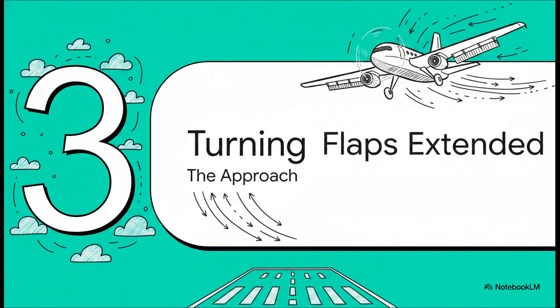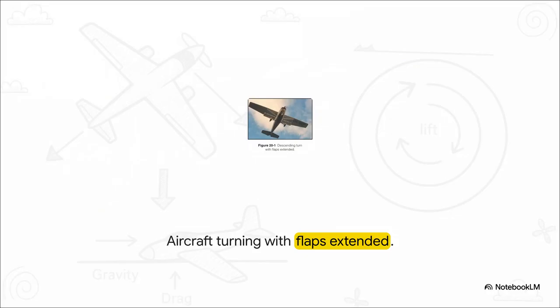All right, moving right along to Section 3, turning with flaps extended. This is advanced airmanship, folks, because this is the exact configuration you'll be in when you are setting up to land the airplane. When we drop those flaps on the trailing edge of the wings, two massive things happen. First, it drastically increases our lift. Second, it drastically increases our drag.